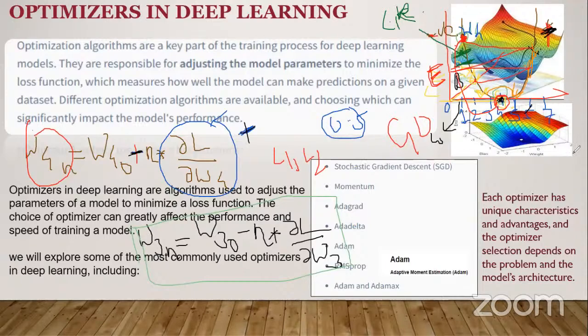So let's try to revise the things. Let's revise whenever I am saying back propagation and gradient descent. In gradient descent, what we are trying to do is find the optimum value of the weights using this formula. If my weight is W4, which was the last weight, right?